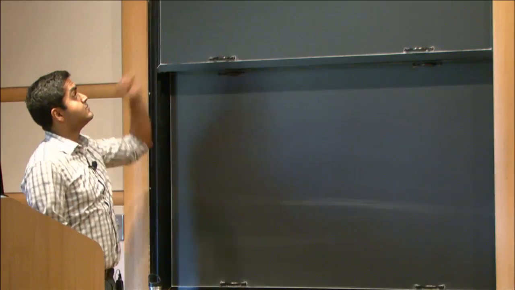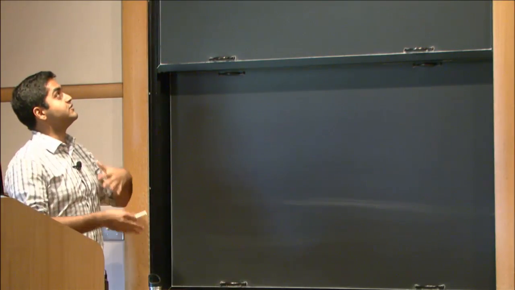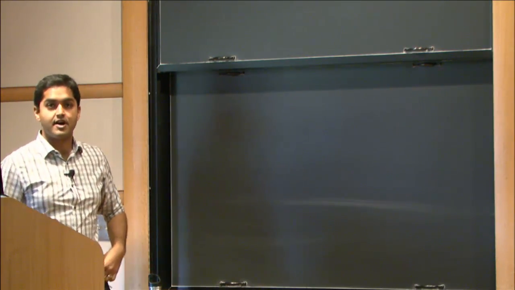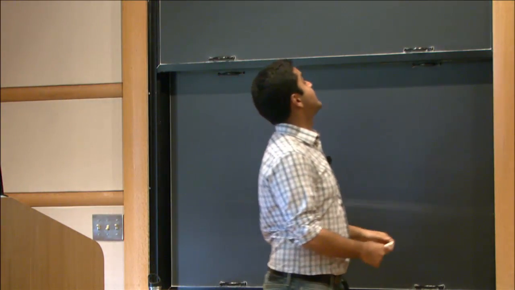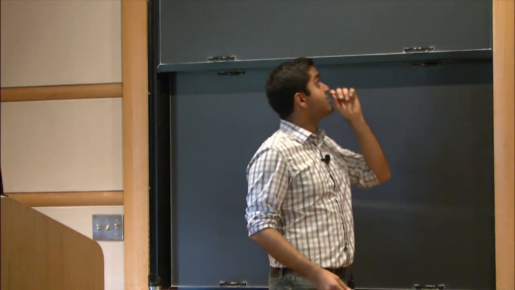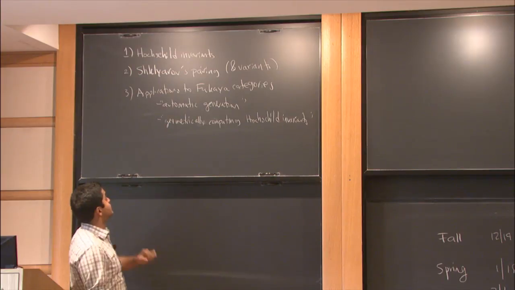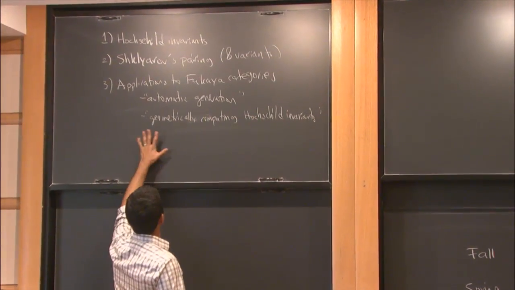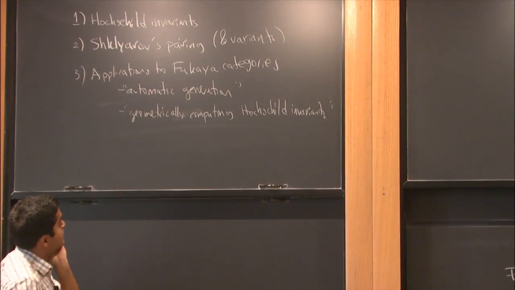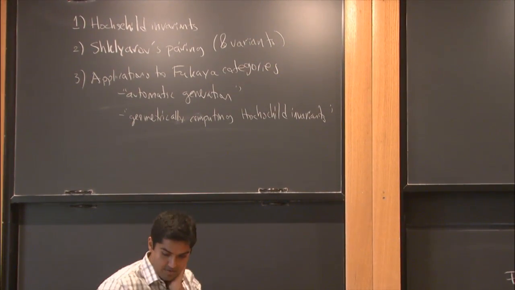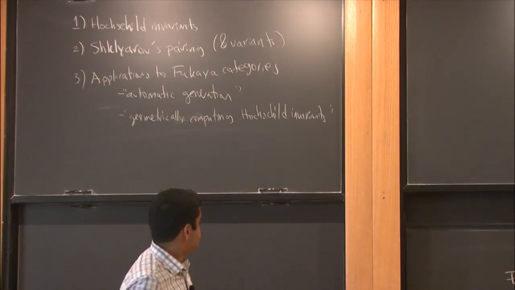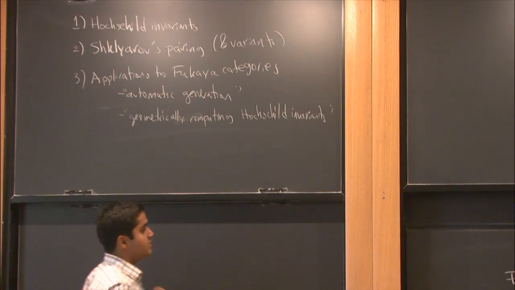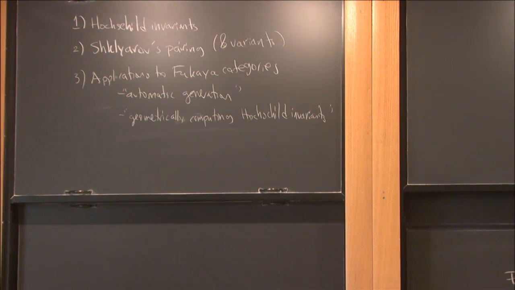Is to continue this discussion of non-commutative geometry for a while, talk about Hochschild invariance and pairing on Hochschild homology introduced by Sheel Ganatra, and then we'll develop as many applications to Fukaya categories as we have time. So this part 3 is partly work in progress and so on. OK, so let me remind you what Hochschild invariants are.